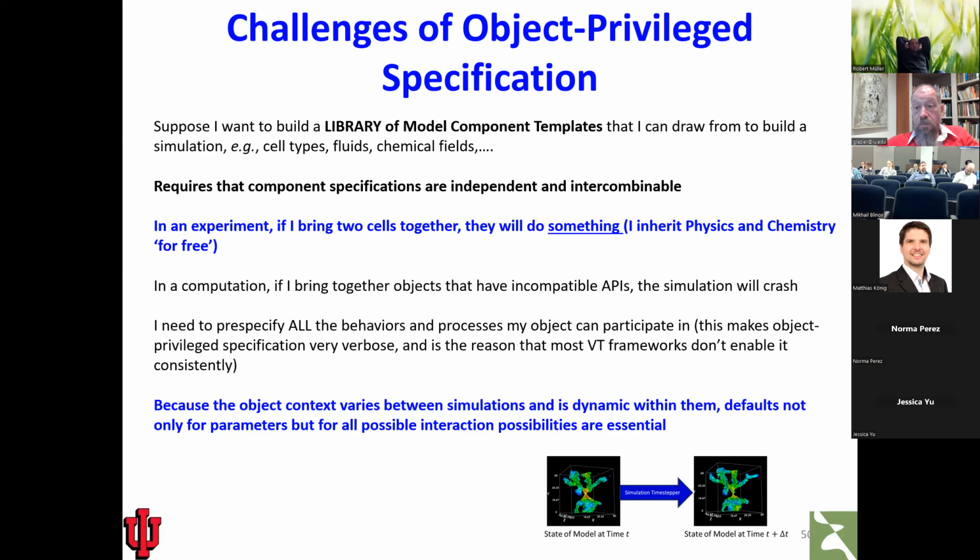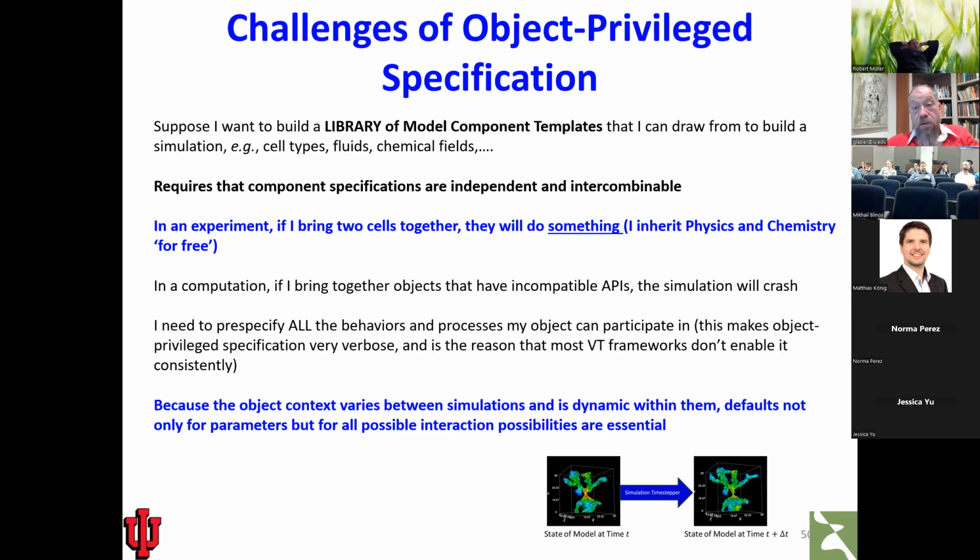In an experiment, if I bring two cells together, they'll do something. In a computation, if I bring two computational objects together, that were developed independently, and they have incompatible expectations about how to interact with each other and their environment, the simulation will crash. And that means I need to pre-specify all of the behaviors and processes that my object can participate in. And that's tricky because I can't necessarily anticipate how objects will be used.